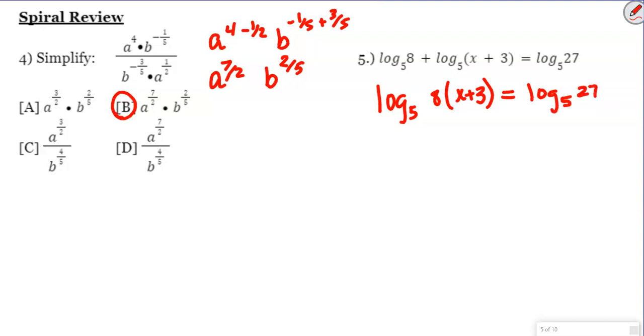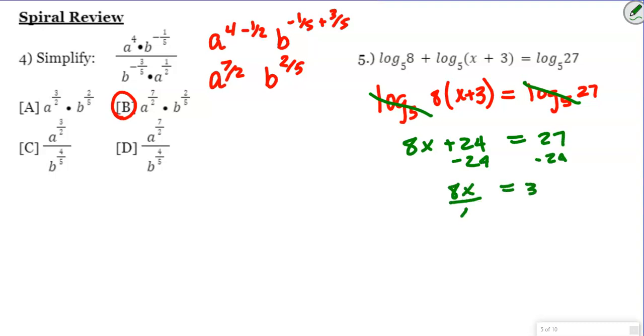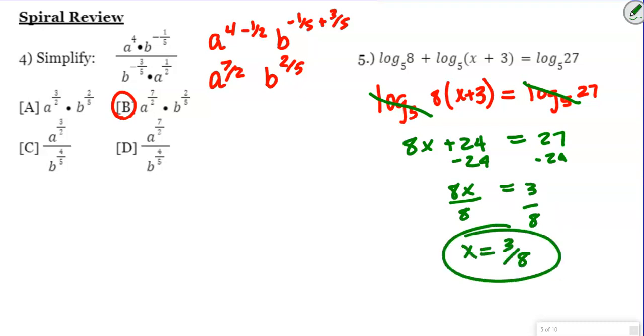So now, because we have the same log base 5, they cancel each other out. So that's just going to be 8x plus 24 is equal to 27. Going to subtract 24 from both sides. So that's going to be 8x is equal to 3, and then we're going to divide both sides by the 8. So x is equal to 3/8. And when we do 3/8 plus 3, obviously that's 3 3/8. That's a positive number, so it checks out, okay?